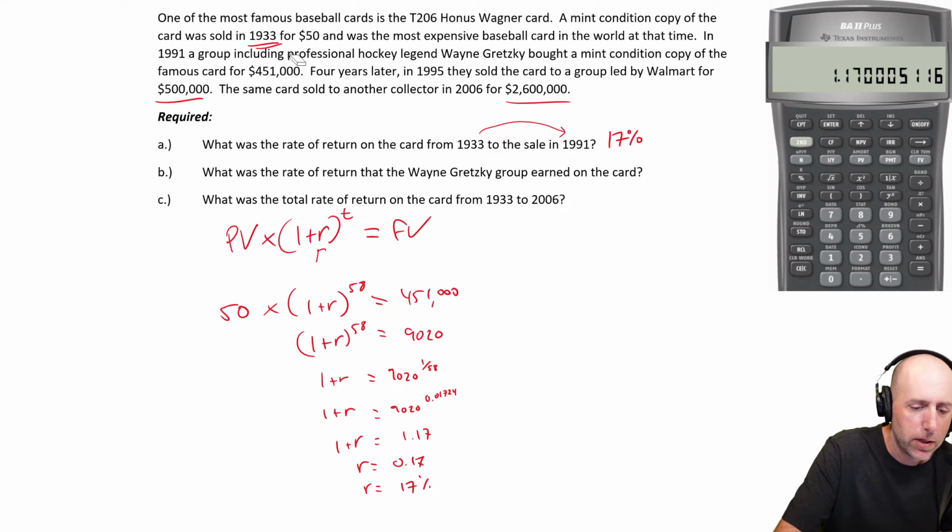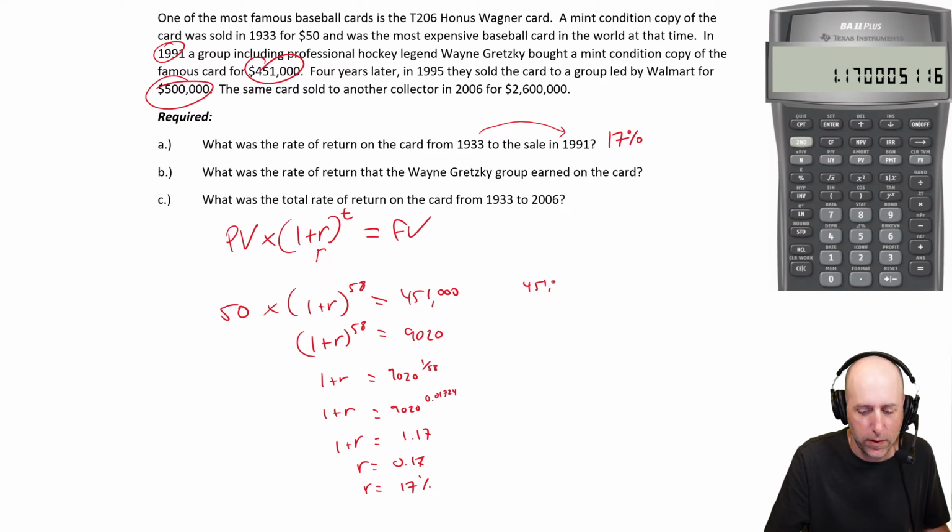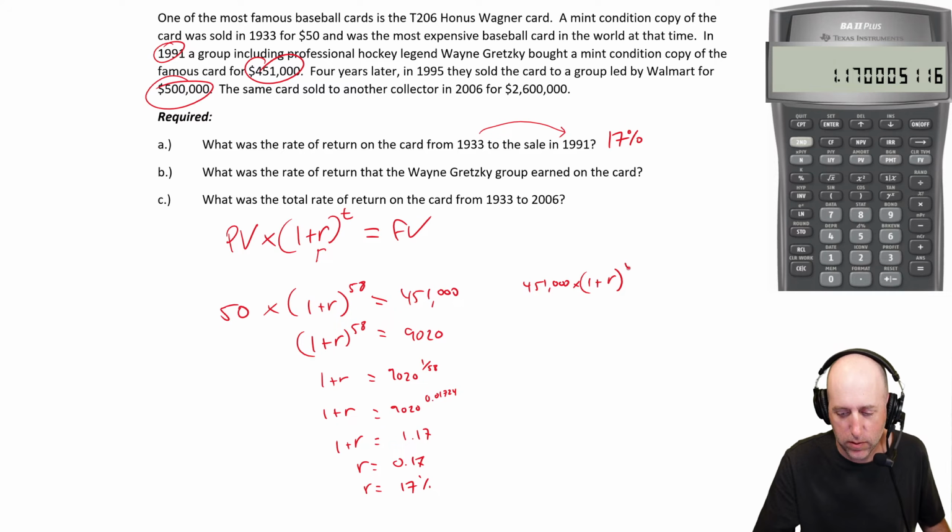Okay, the Gretzky Group, in more human terms, buys the card for $451 in 1991, and then 4 years later they sell it for $500. Now, they didn't get a great return here. So let's do the math. So the PV, 451 times 1 plus R to the power of how many years? 4. So 4 years later, they sell it for $500. Okay, divide both sides by 451. So 500 divided by 451.